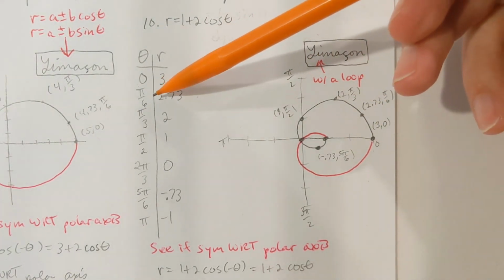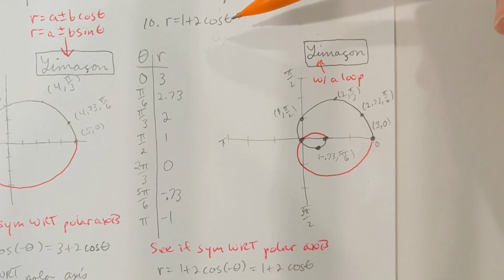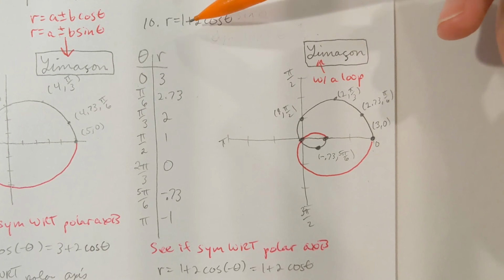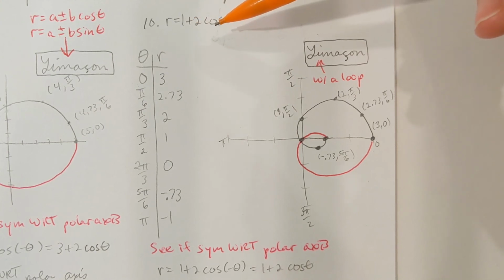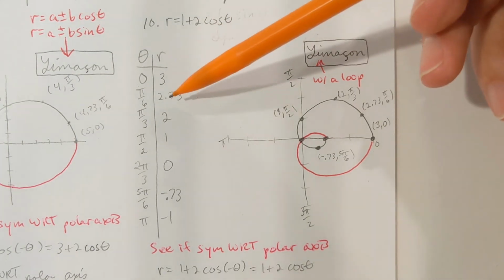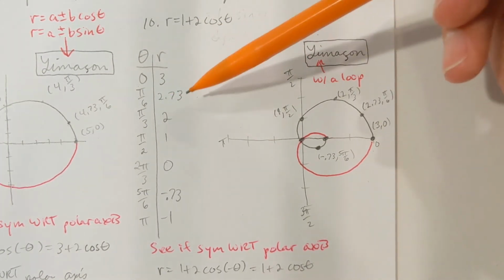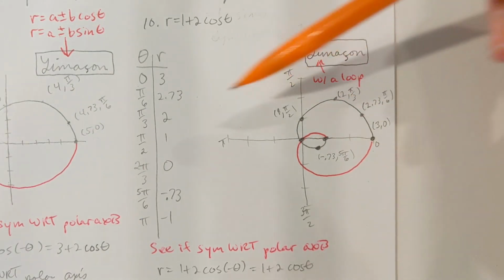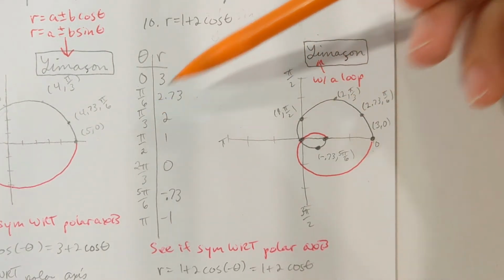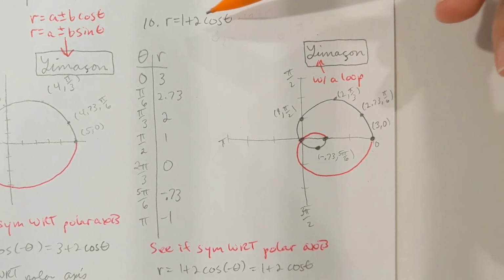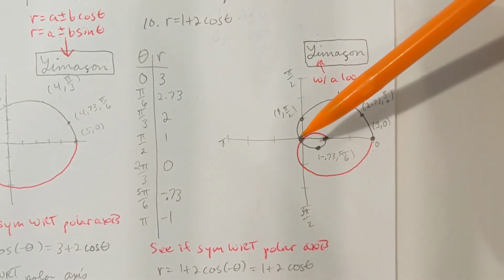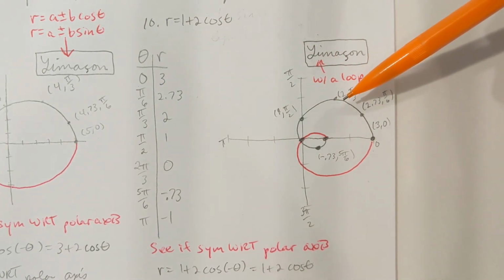If theta is pi over 6, cosine pi over 6 is root 3 over 2, times 2, the 2's cancel, and that would leave me with 1 plus root 3. Root 3 is roughly 1.73 to the nearest 2 digits. Add 1 to that, and I'm getting roughly 2.73. So there's that next point. If I let theta be pi over 3, cosine pi over 3 is 1/2, times 2 is 1, plus 1 is 2. Go 2 units out on the pi over 3 axis.